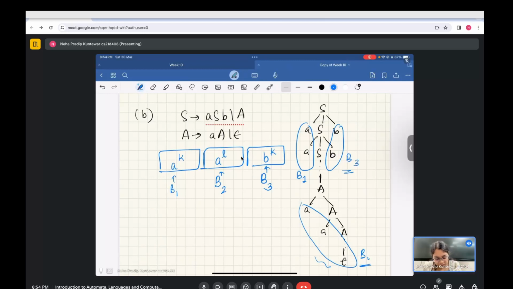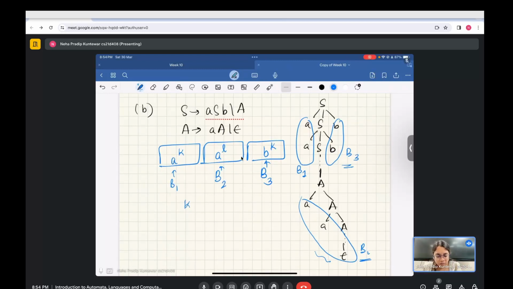And what can we say about k and l? k can be 0, because from S, instead of going to aSb, I can directly go to A, and then A will have a production of its own. So it is possible that I don't use aSb at all. Therefore k is greater than or equal to 0. And similarly for l, which comes from this block, without ever using the A production, if I directly say that A gives epsilon, then we would not have generated any extra a's. So l can also be 0 because of the epsilon. So here you have l greater than or equal to 0. So the language of this grammar is nothing but a to the k plus l followed by b to the k, where k and l are greater than or equal to 0.